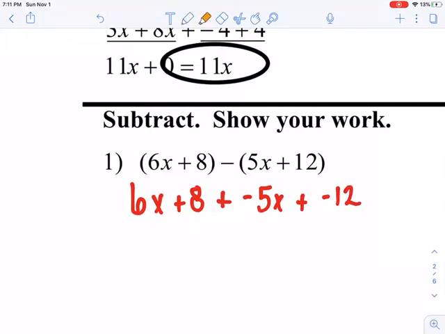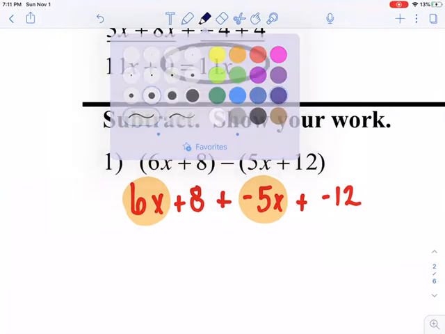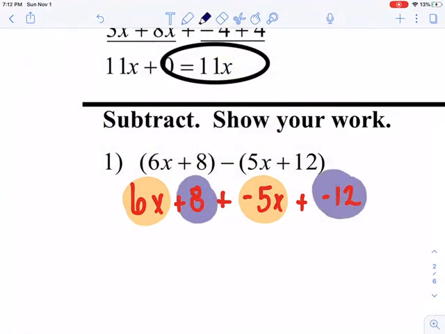Once you've done that, you can combine your like terms. So we have x's, and then we have constants. All right, so that gives us 1x. And 8 plus negative 12 is negative 4. You can rewrite this as x minus 4 if you want to.